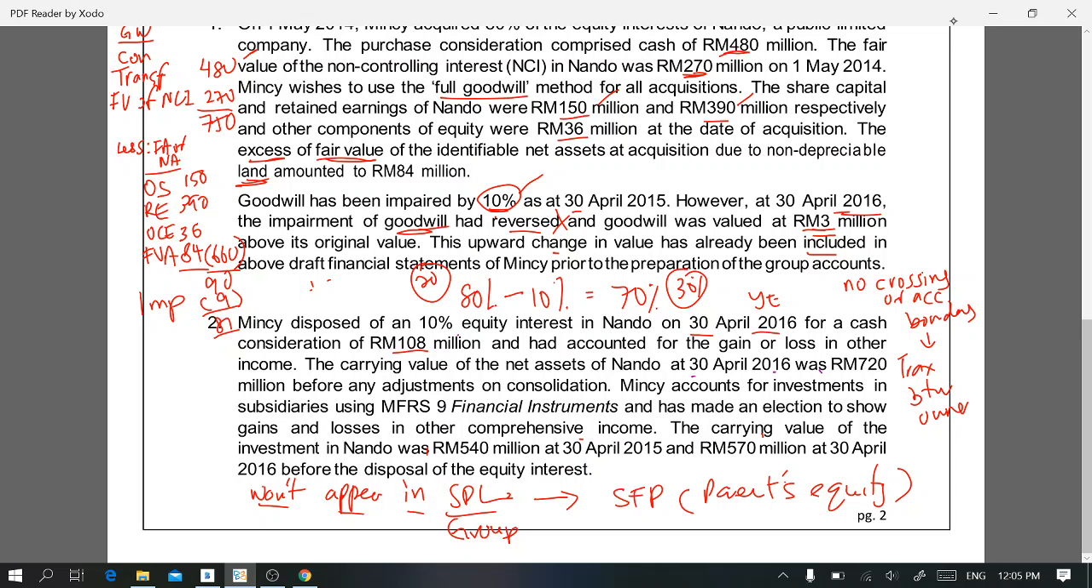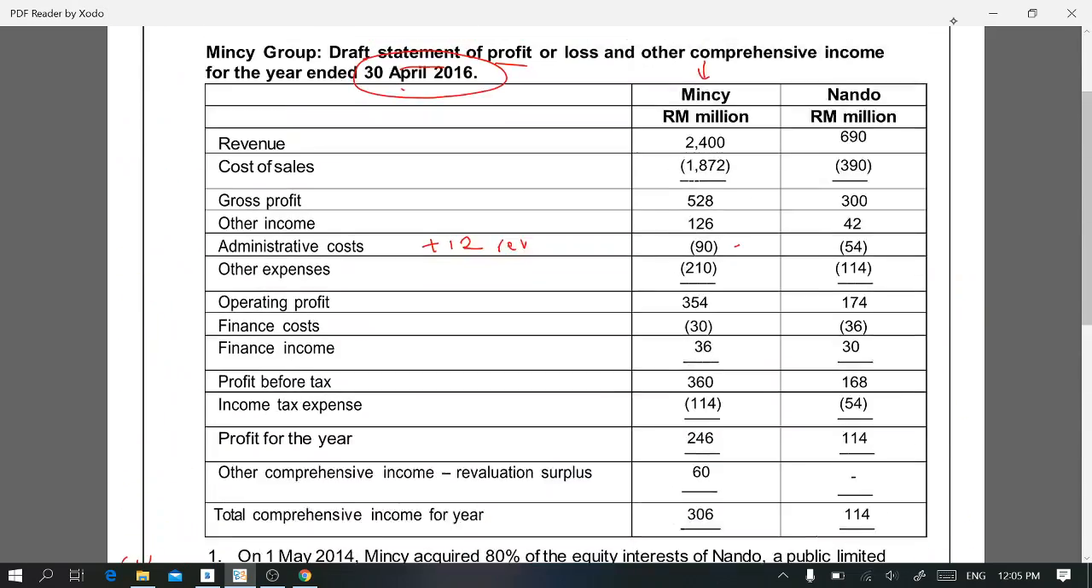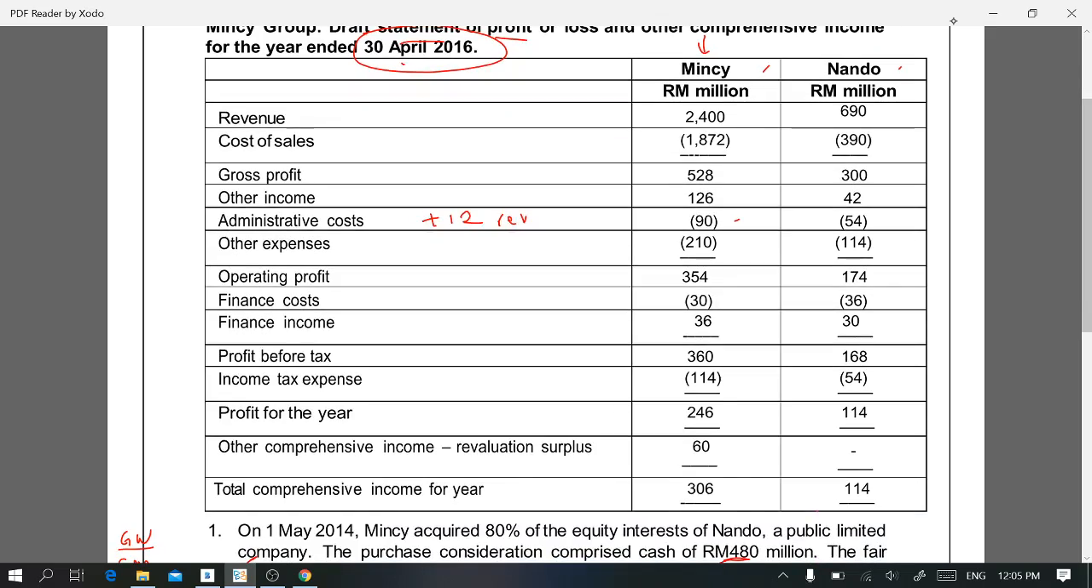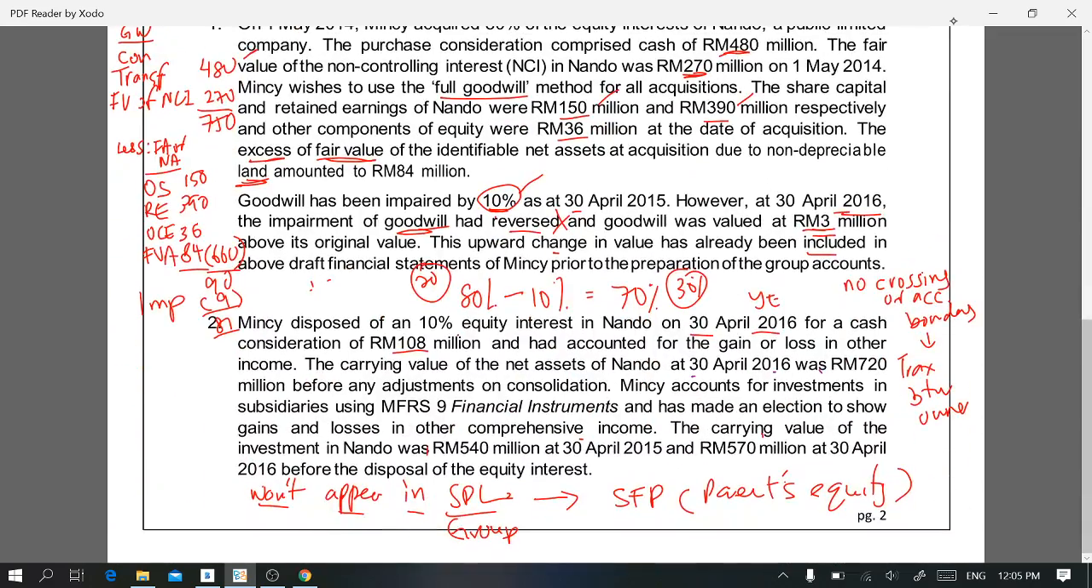So it won't appear in the SPL group. We are now preparing P&L group, so it won't appear in the income and expenses, but it will appear in the parent's equity in our SFP. So the group gain or loss from the sale of the 10% won't appear in the SPL. It's a transaction between owners, adjusted in the parent's equity, and won't appear in the P&L.